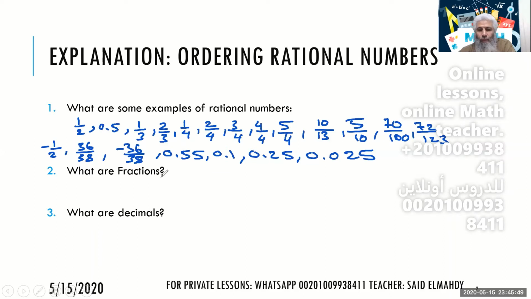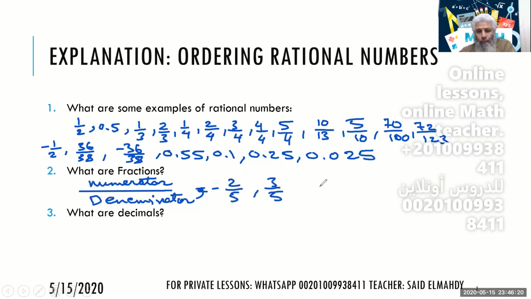Now, what are fractions and decimals? The fractions, like these numbers, have a number on top and a number on the bottom. This is the numerator and the denominator. Two numbers, numerator over denominator. Examples like I wrote here, negative 2 over 5 or positive 3 over 5, and so on.